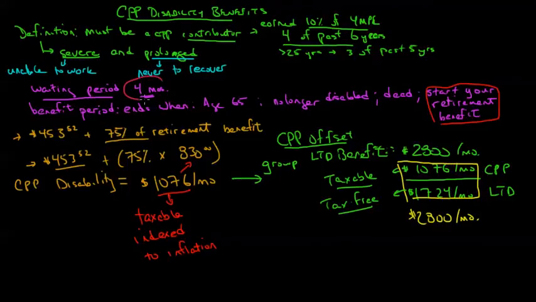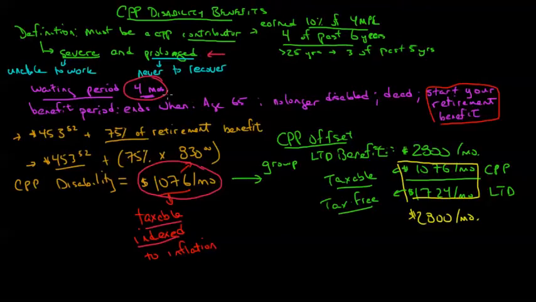The waiting period at 4 months is quite important. The relatively limited amount of benefit, $1,076, is a little bit more than the average. The average Canada Pension Plan disability benefit in 2013 is just a little bit shy of $900. So this person does a little bit better than the average. Note that it's indexed to inflation, that it's taxable, and the difficulty, the severe and prolonged definition here, which makes it quite difficult to claim.